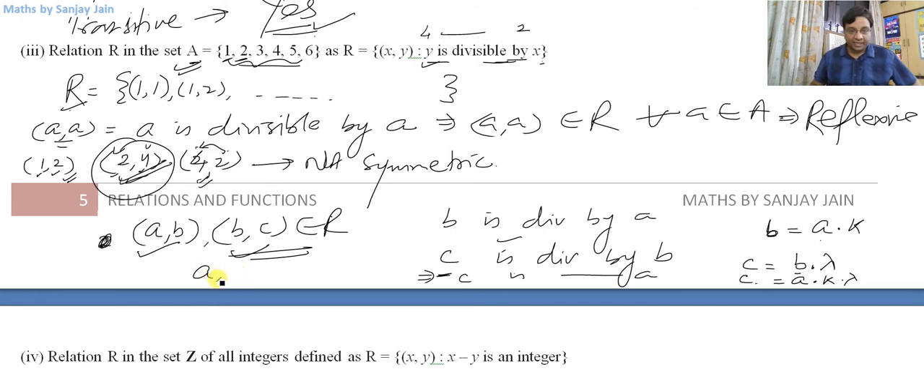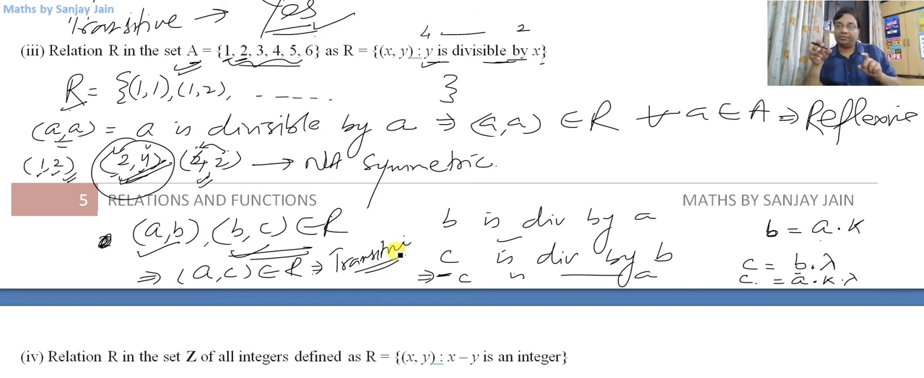Hence I can say that A comma C is present in this relation R. So this relation is transitive. If A comma B is present and B comma C is present, then A comma C will be present, because if B is divisible by A and C is divisible by B, then C will definitely be divisible by A. So this relation is transitive. I can say that it is reflexive and transitive but not symmetric.